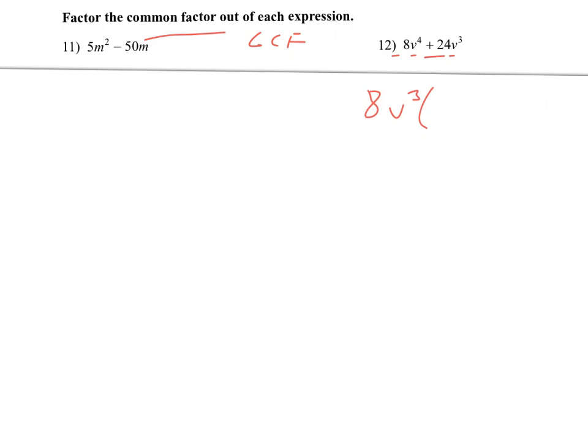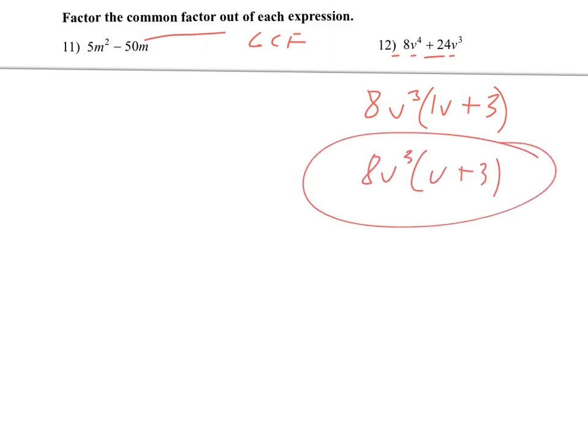So then this one, if I divide 8 by 8, that's 1. And then if I have 4 v's and I take out 3, then I only have 1 left. And then the next piece is 24 divided by 8 is 3, and then I took out all the v's, so that's just that. They're probably going to write this, though, without the 1, so that's fine. We'll just write it like that.